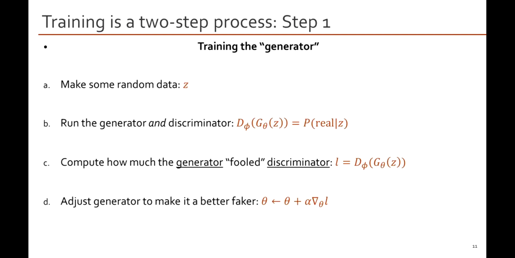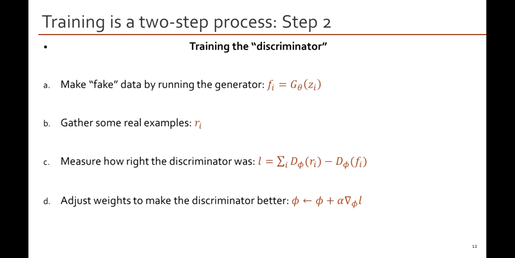Now the problem with this approach is that I don't yet have a good model for qualifying if data is real or not. So I need to learn that one as well, and I learn that via a second step. What I do is make a bunch of fake data by passing different examples of random data through my generator function. I take some examples of real data, and then I measure how right the discriminator was.